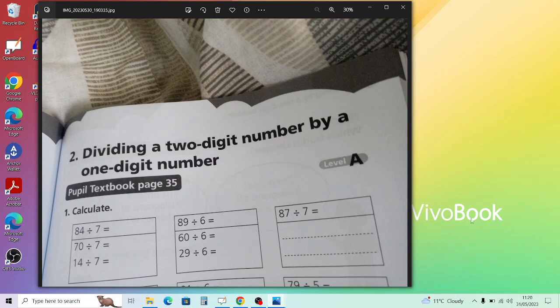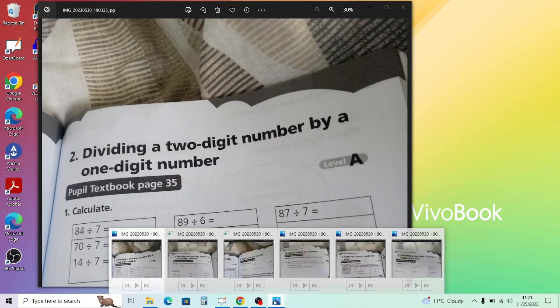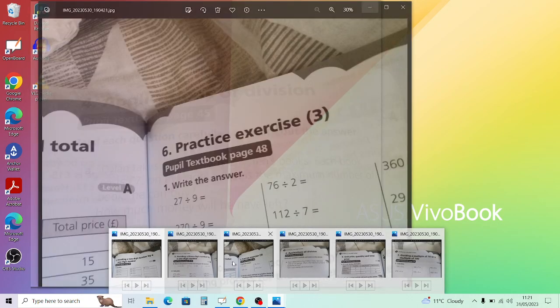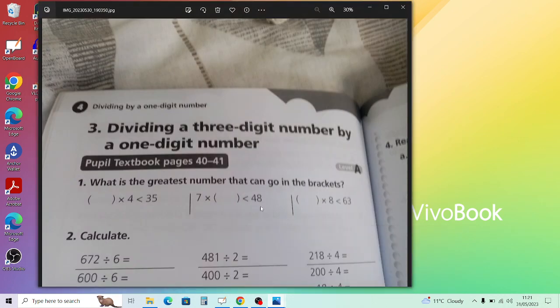And then moving on to the third part, which is called dividing a 3-digit number by a 1-digit number. I believe that's this one.